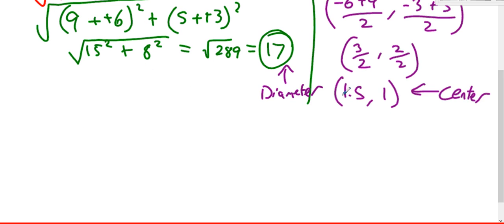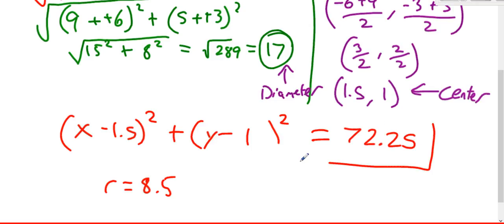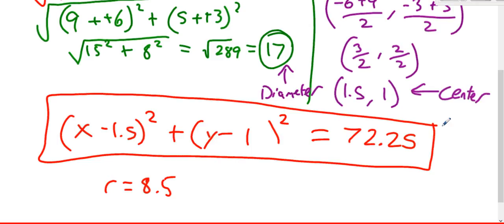So we know the center. When we're writing our equation, it's x minus the x coordinate, y minus the y coordinate equals radius squared. If the diameter is 17, that means the radius is 8.5. So then you square that to get 72.25. There's the equation of the circle. We have the center in there. We've got the radius squared in there.